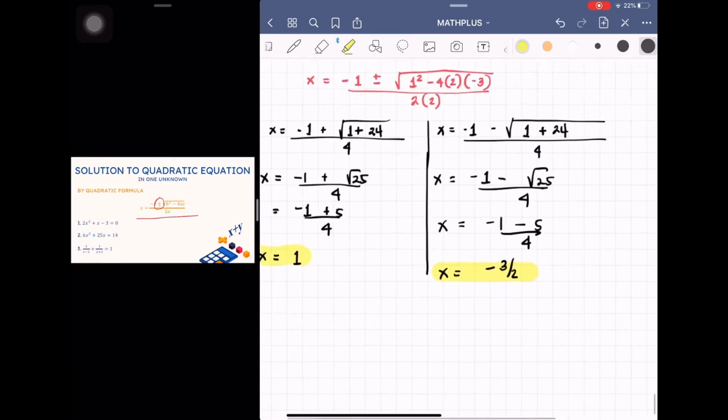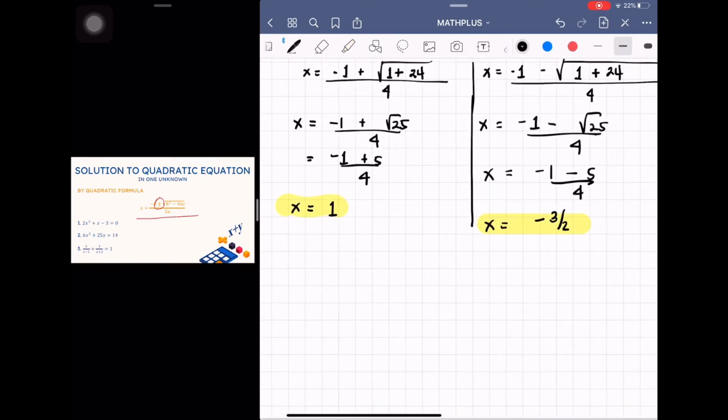The next question, letter b, is 6x squared plus 25x equal to 14. Of course, transform this to the general form of a quadratic equation. So you get 6x squared plus 25x minus 14 equivalent to 0. Let's identify first a, b, and c. So a is equivalent to 6, b is equivalent to 25, and c is equivalent to negative 14.